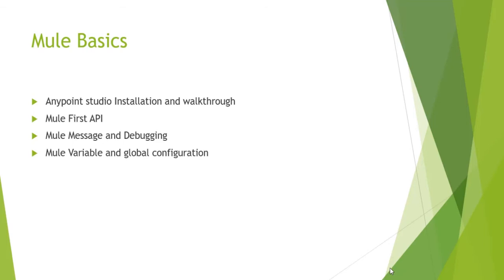Then we'll move to the Mule basics. Inside this Mule basics section, we'll download the Anypoint Studio, set up our local environment, and then walk through the Anypoint Studio and the functionalities it provides. Then we'll create our first Mule API, see what a Mule message is, and try to debug our Mule flow. Also in this section, we'll see about the Mule variable and what a global configuration is.